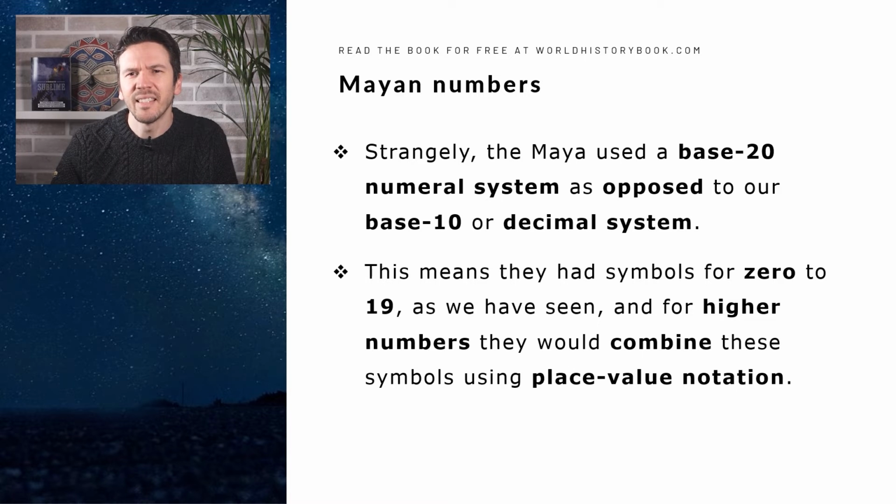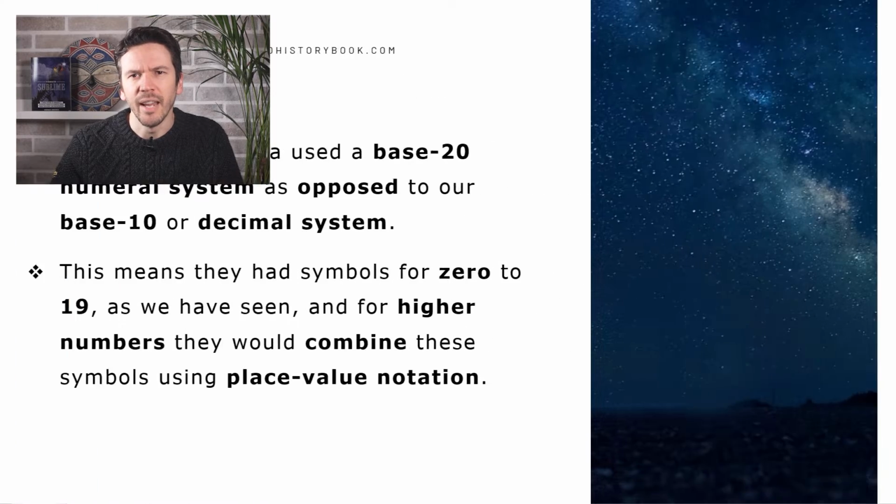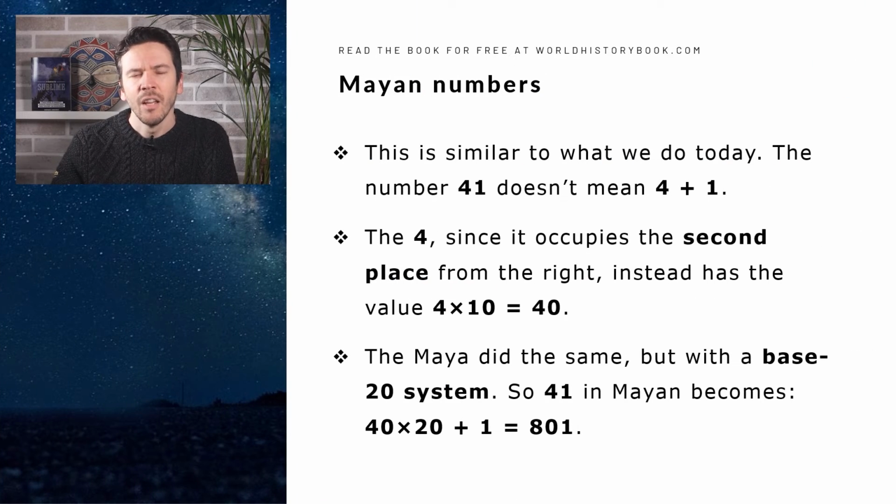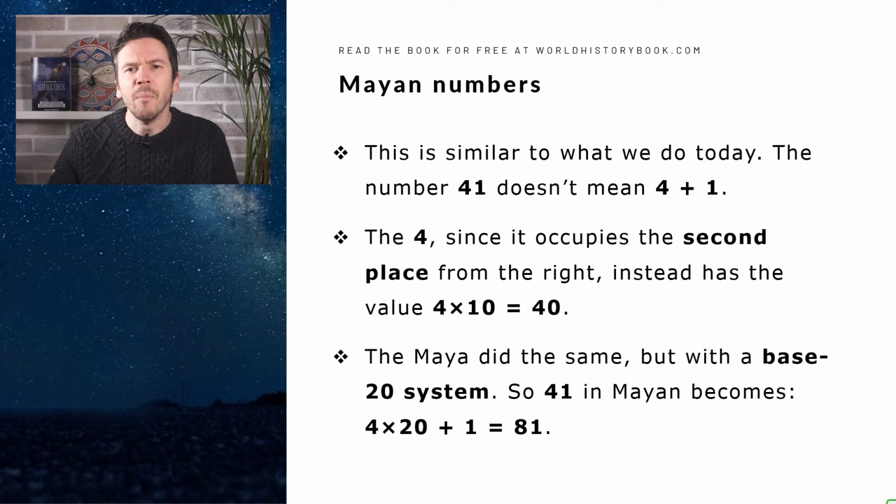This means that they had distinct symbols, we've just seen them, for 0 to 19, but for higher numbers they would combine these symbols using place value notation, similarly to what we do today. Let me explain. The modern number 41, for instance, doesn't mean 4 plus 1 is 5. The 4, since it occupies the second place from the right, instead has the value 4 times 10 is 40. The Maya did the same, but now with their base 20 system. So 41 in Mayan becomes 4 times 20 is 80 plus 1 is 81.